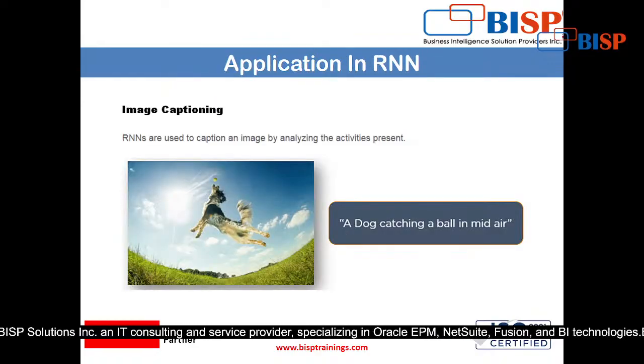Now see here, applications of RNN, the recurrent neural network. If I show you this image, which at the very beginning of this session we have already discussed, and suppose I feed this image into the machine, the machine will come to the conclusion that this is a dog catching a ball in midair. So this recurrent neural network is capable of analyzing data like this also.